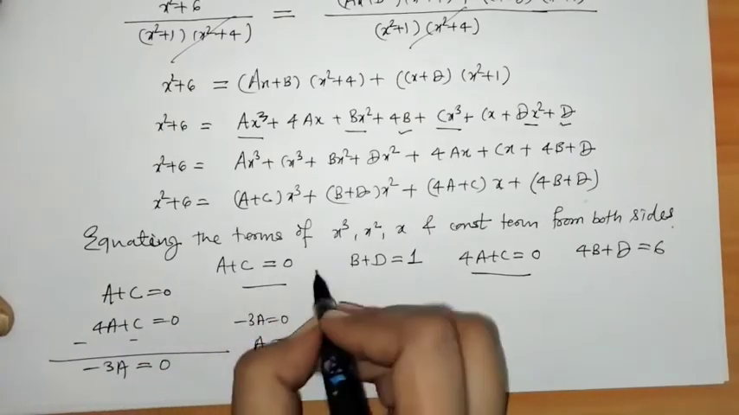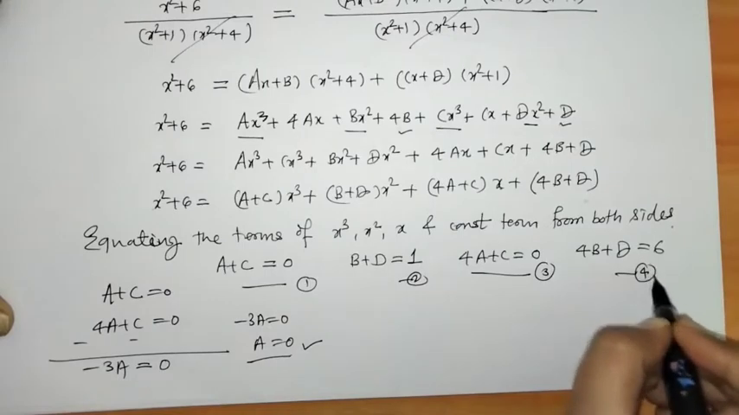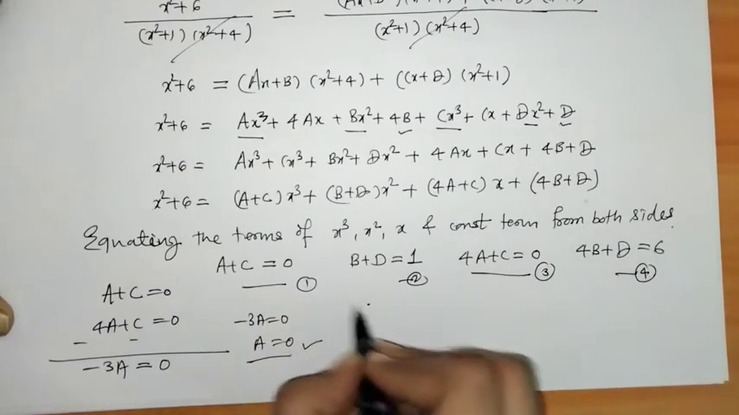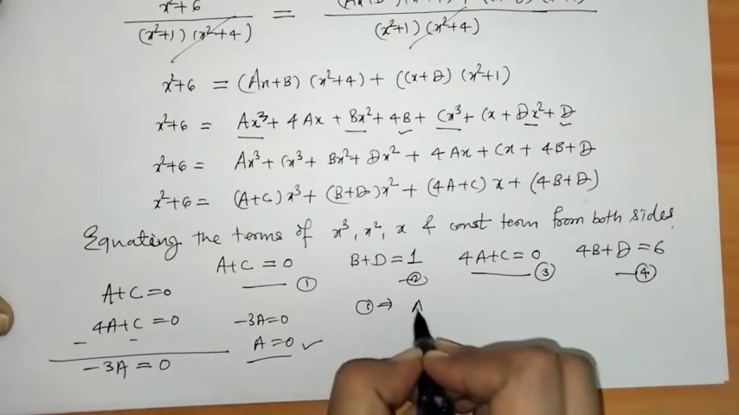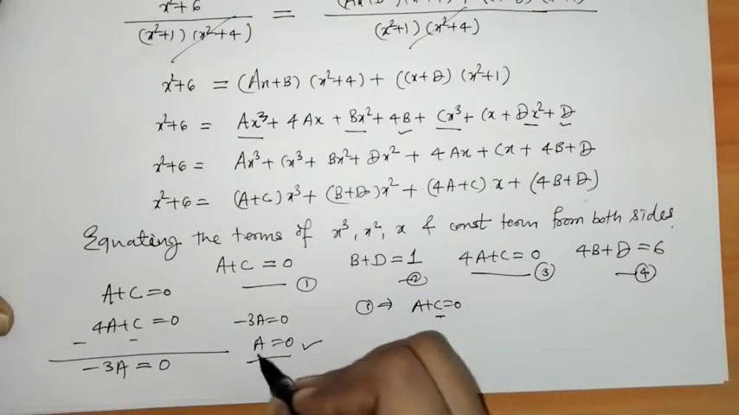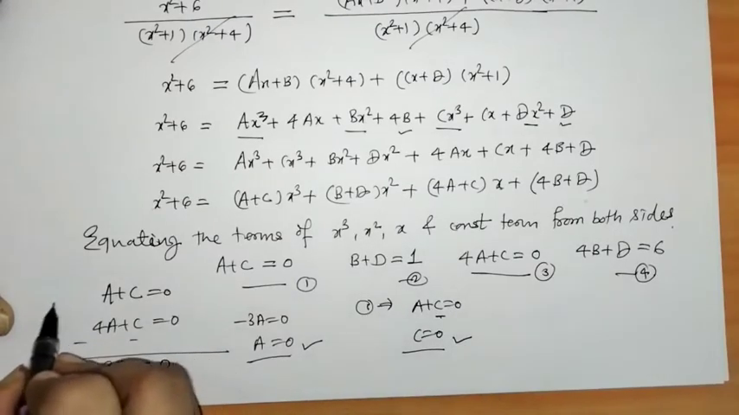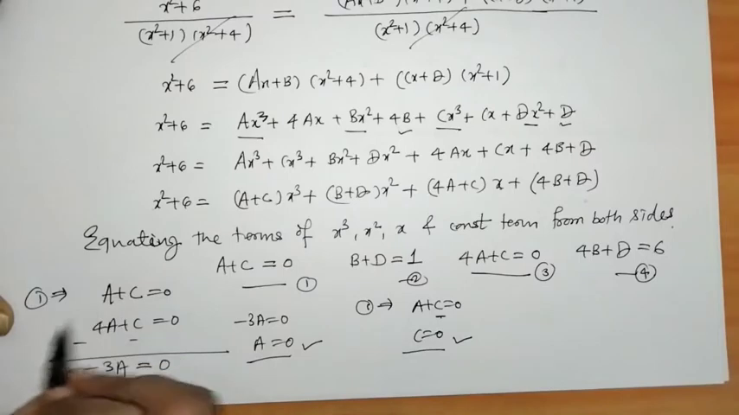So, if we call these the first, second, third and fourth equations, from 1, this is a plus c is equal to 0. By putting the value of a here, we get c is equal to 0, right?